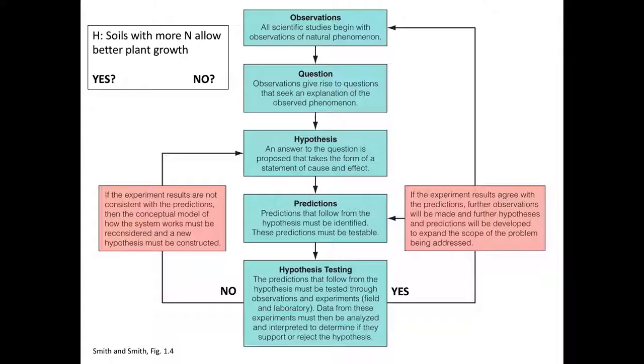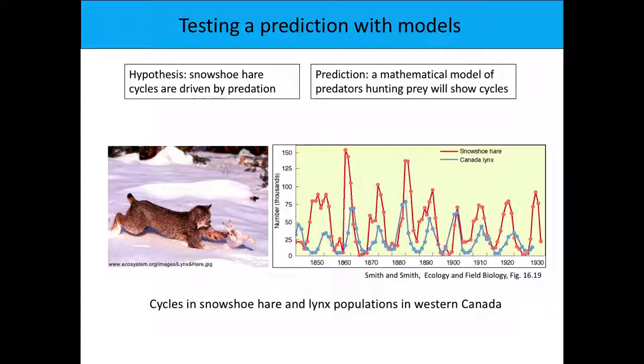If you get a no, then you've refuted your hypothesis. In that case, nitrogen does not relate to plant growth. Something else is driving the trends in plant growth that you saw. Design another experiment, test it, rinse, repeat. We can test hypotheses using experiments. We can also test them using mathematical models.